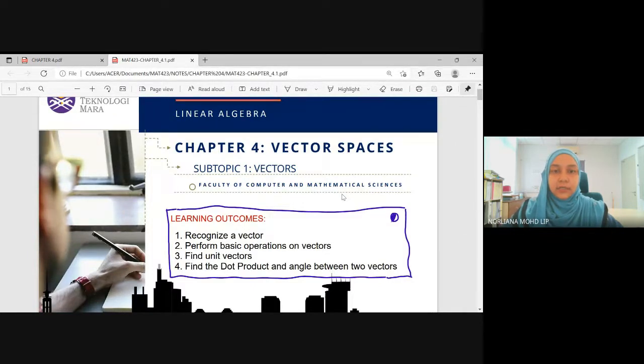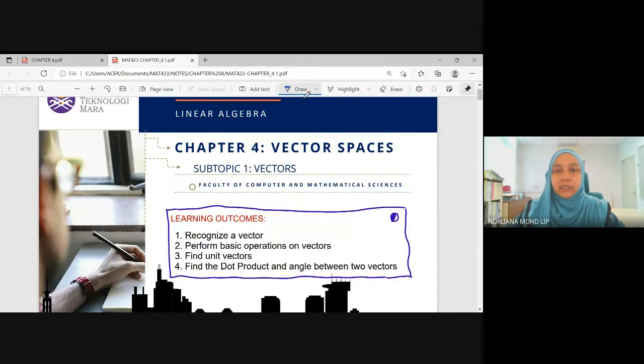Okay, learning outcome in this subtopic. There are 4 learning outcomes. At the end of this study, you should be able to recognize a vector. What is the term of a vector and the notation of a vector? The second objective: perform the basic operation on vector.